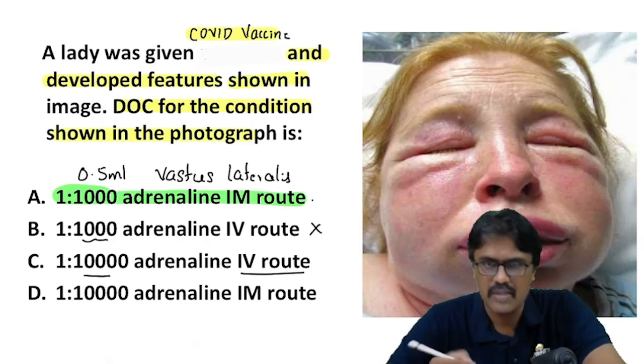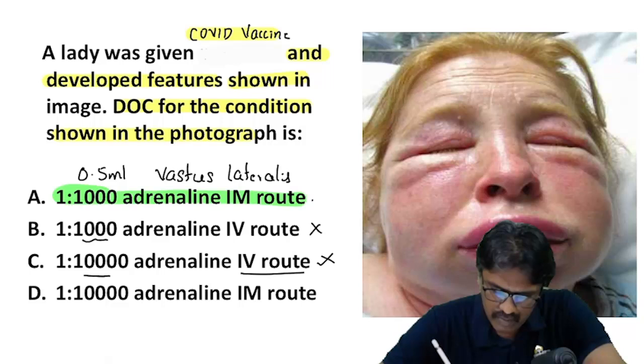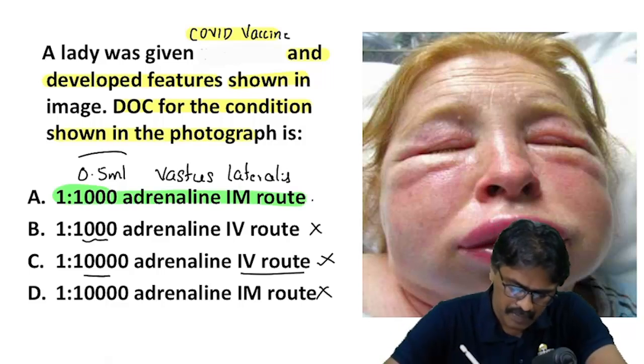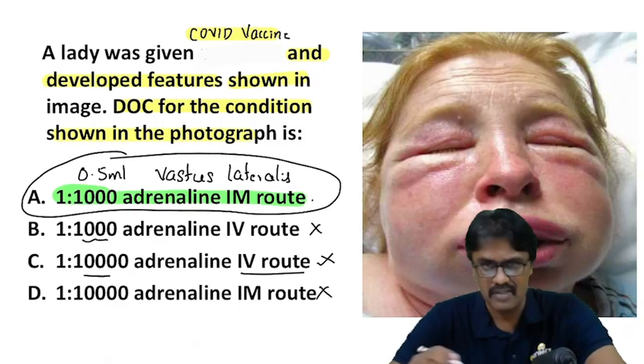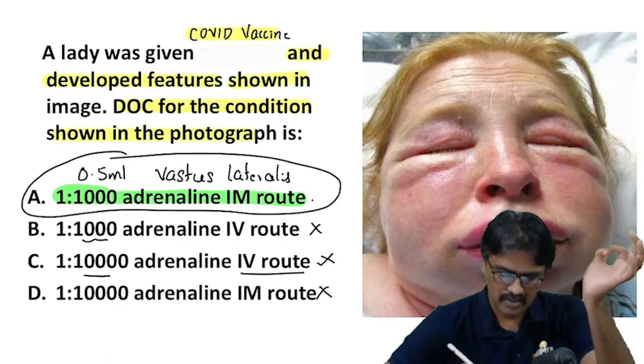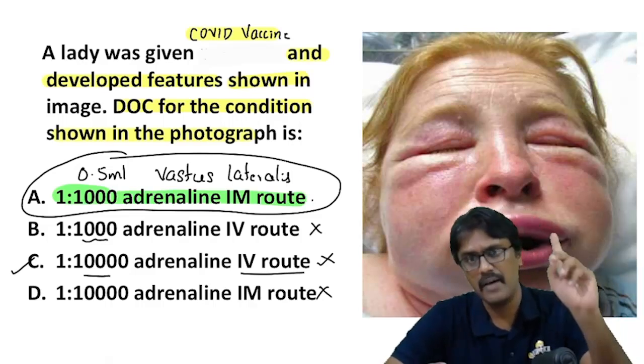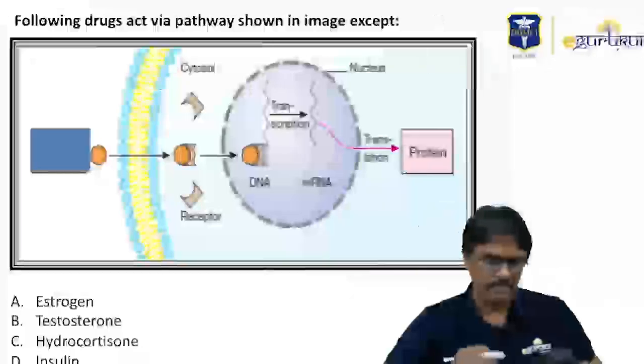The IM route is the best drug of choice, and then if you don't respond, then you can go with this option. 1 in 10,000 adrenaline IM route, this is also wrong option. So the best option among all these things is this. So in your exam, you should choose the best option. Even this C looks correct, but the best option is option E. That is the best one, right?